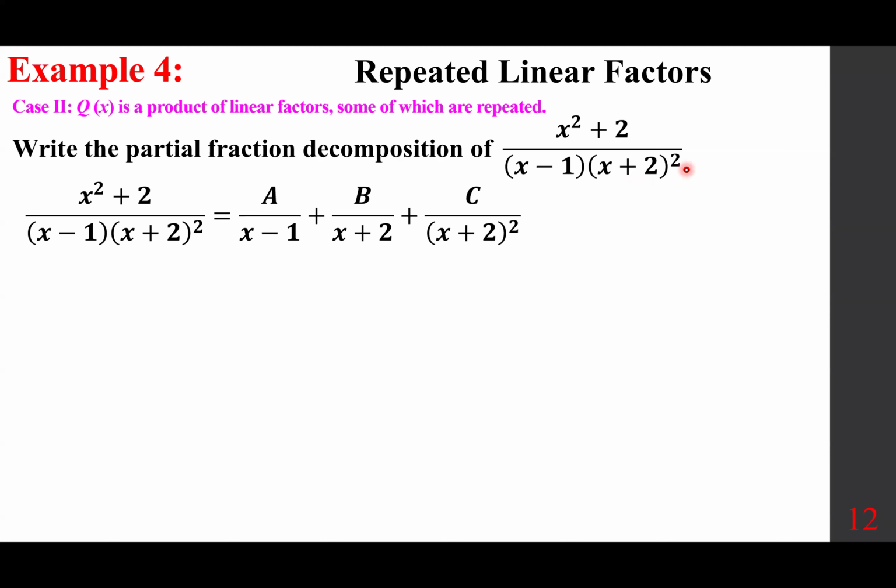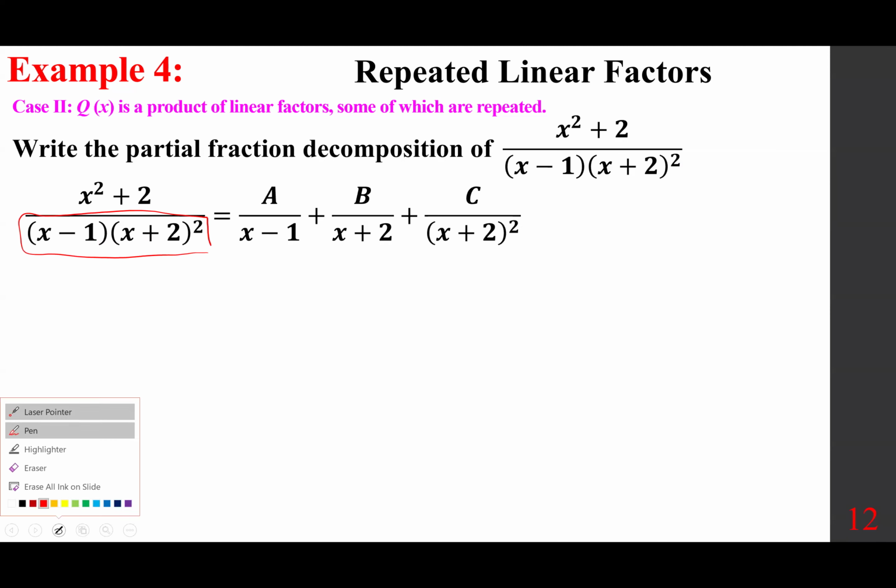So it's pretty straightforward. Let's go through the process. We are going to multiply both sides by x minus 1 times x plus 2 squared. So multiply basically by this. Multiply both sides by this. When you do that, what happens?